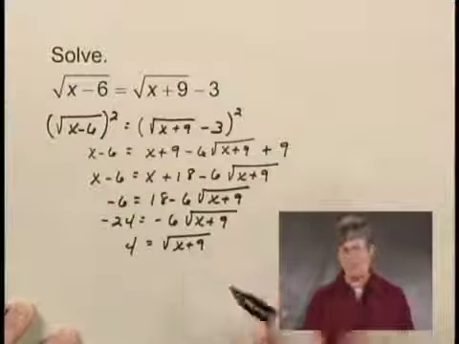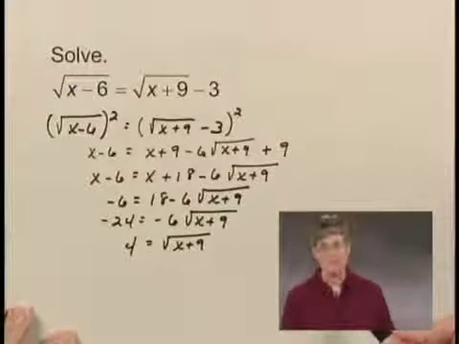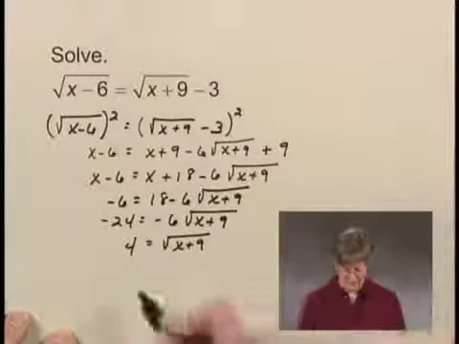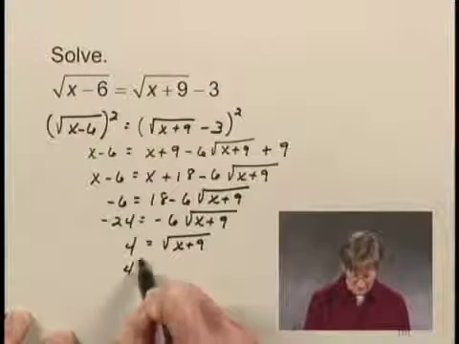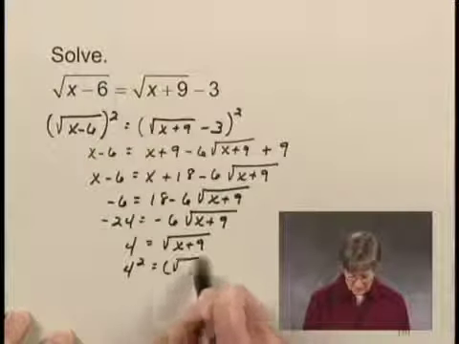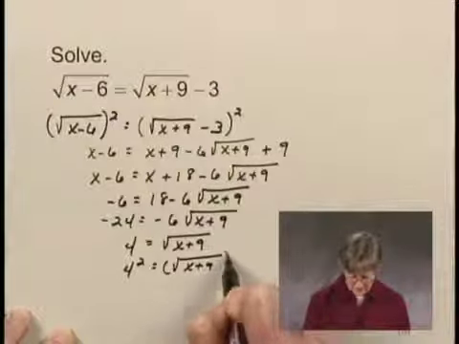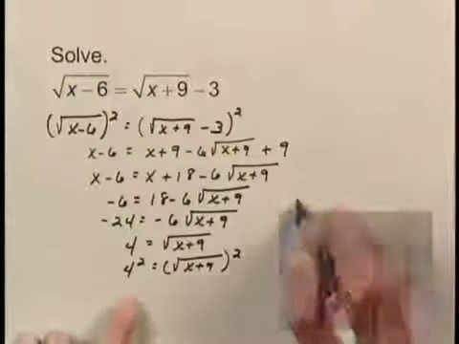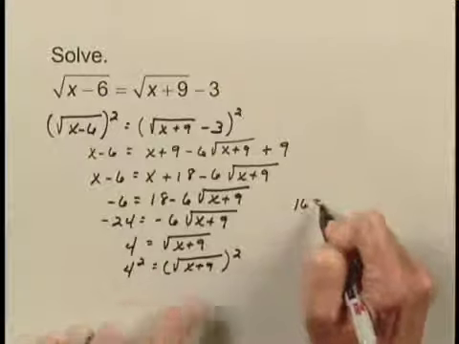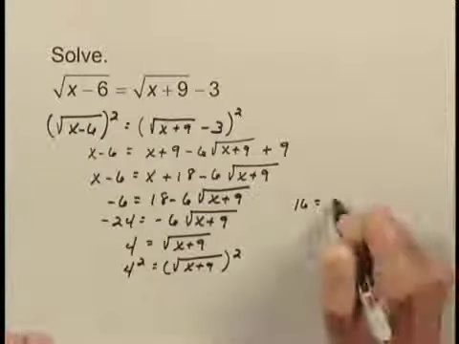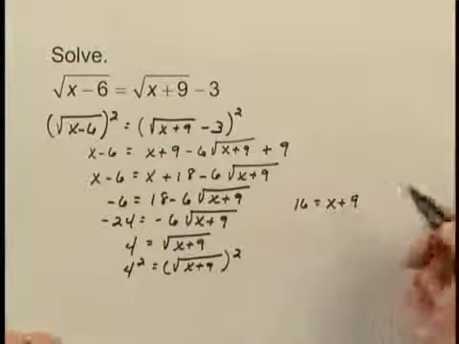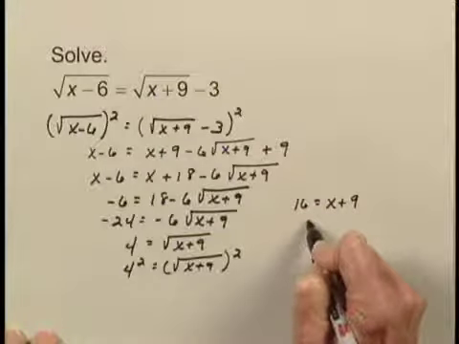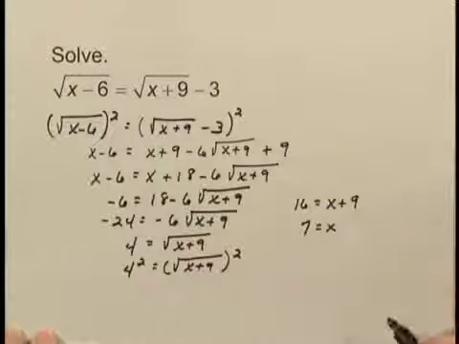Now, I still have an equation that has a radical symbol in it, so I'm going to have to square again before I can solve for x. So I'll square both sides. I'll get 4 squared equals the square root of x plus 9 squared. And let's go over here to finish this. 4 squared is 16. And the square root of x plus 9 squared is x plus 9. And now I need to subtract 9 on both sides, and I get 7 is equal to x.